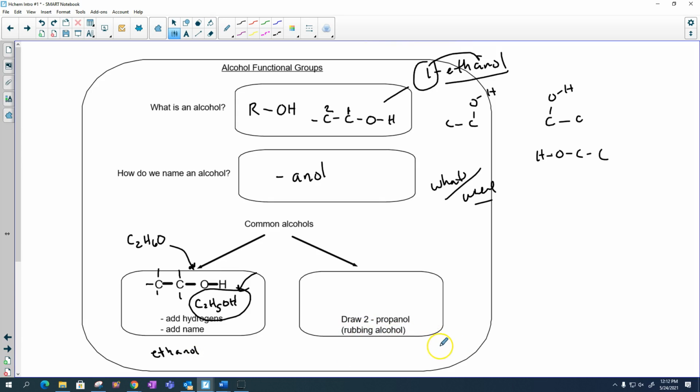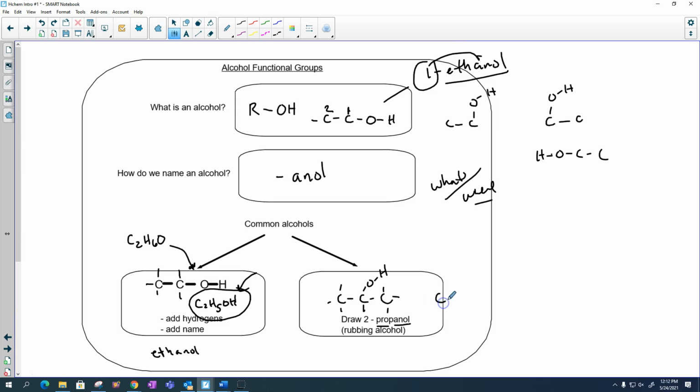Rubbing alcohol is another common thing. If you've ever gotten a shot from your doctor, they'll rub your arm with rubbing alcohol first. So, 3 carbons, draw 2-propanol. My longest carbon chain has an alcohol. So 1, 2, 3, and then OH. And my hydrogens are 1, 2, 3, 1, 2, 3, 4, 1, 2, 3, 4.